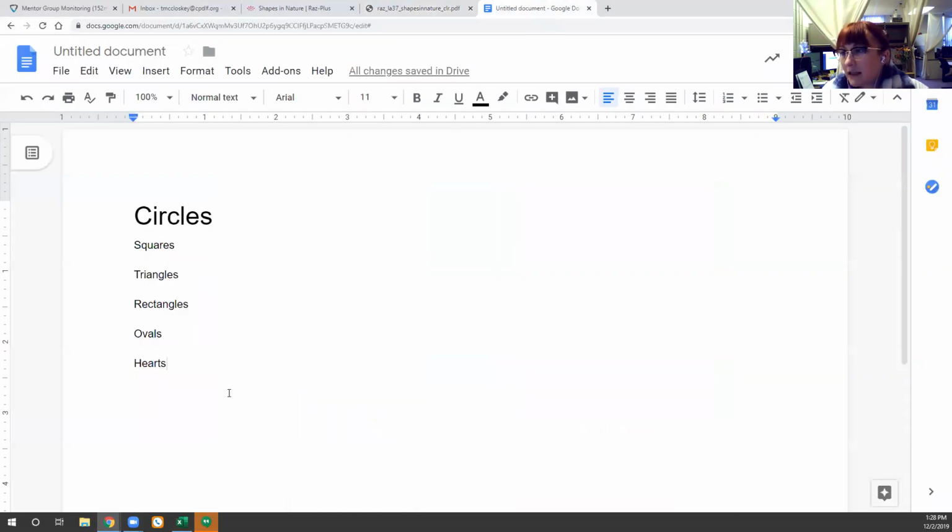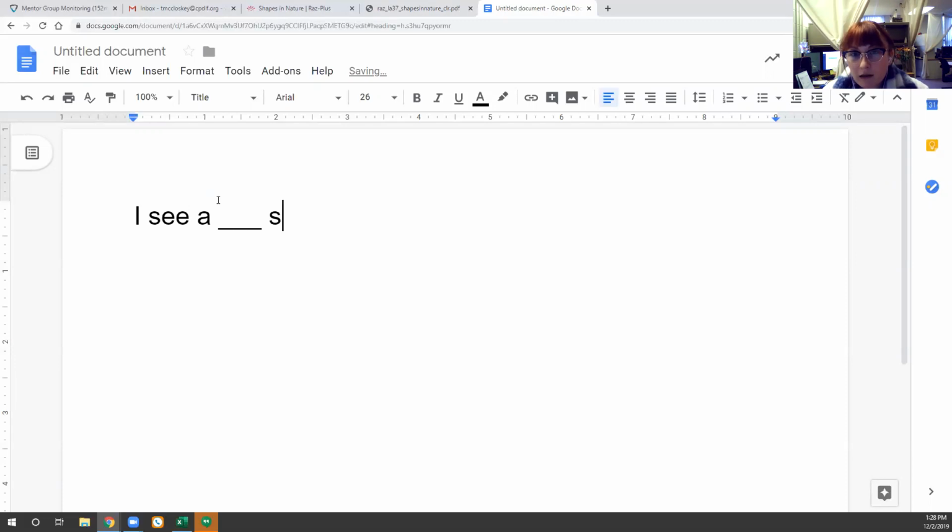And we're going to see this sentence over and over again in this book. It's called repetitive text, so that we can practice building reading fluency, which is very important. So you're going to see this sentence a lot. I see a, and then we fill in the blank, shape. I see a shape. And we're going to fill in that word as we go.